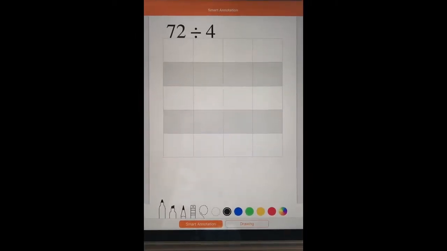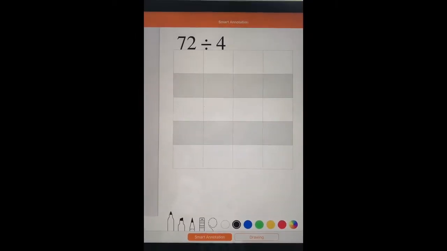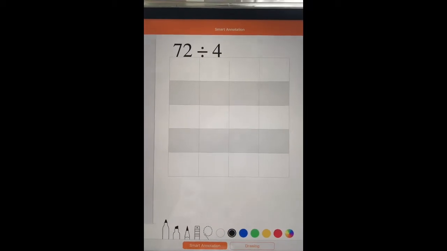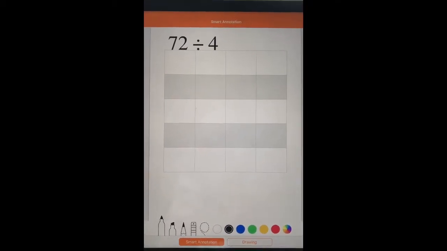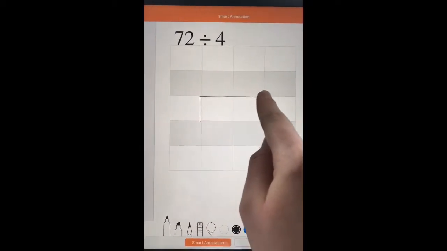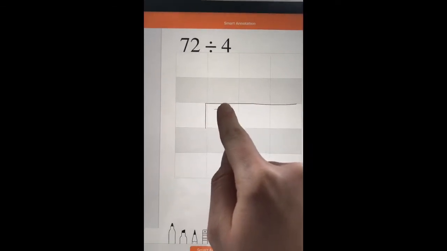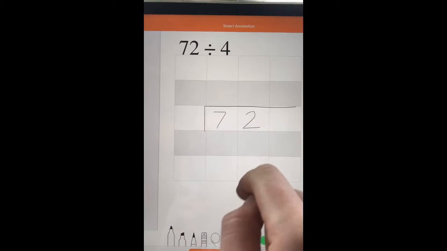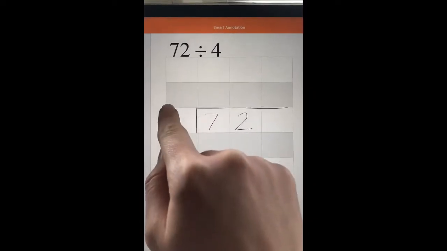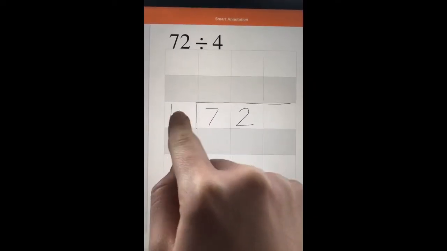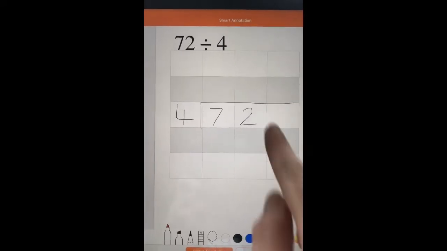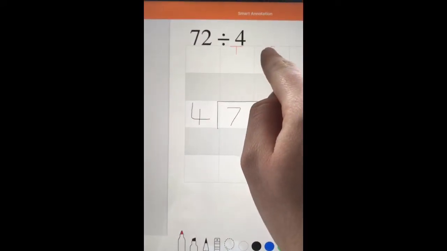Bus stop division gets a little bit more tricky when there are remainders involved. So I'm going to talk you through how to do 72 divided by 4. Start off in the same way, pop our bus stop in, pop our numbers in. We've got 72, the number we're dividing, and 4, the number we're dividing by, on the outside. And we start in exactly the same way.